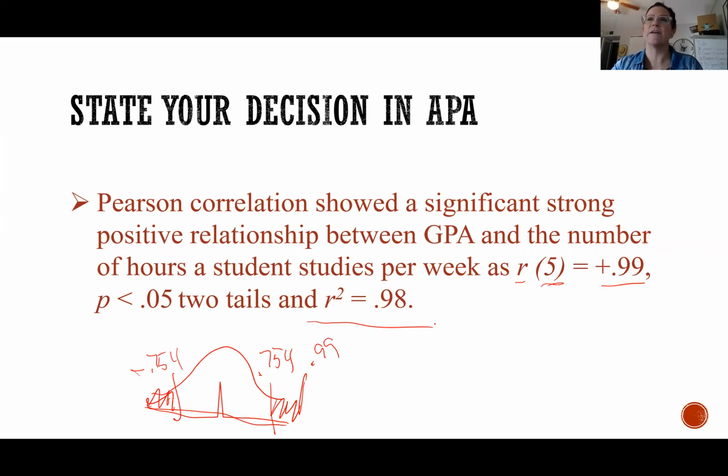And then we report our effect size. R squared equals 0.98. It's that simple. It's a very simple test overall.